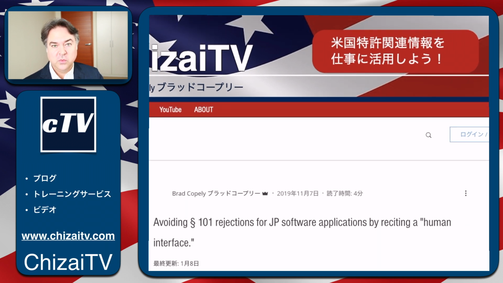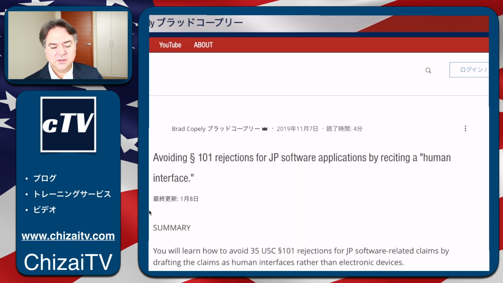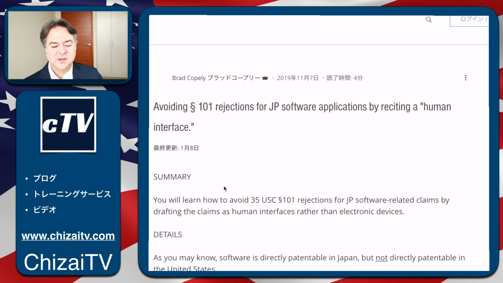Okay, so today I want to talk about Japanese software inventions and how to avoid 101 rejections. So here on my website, in my blog, I did a post called Avoiding 101 Rejections for JP Software Applications by Reciting a Human Interface.